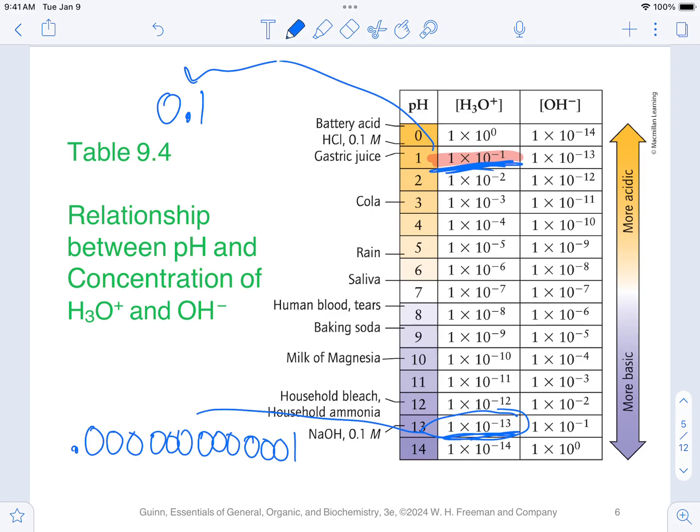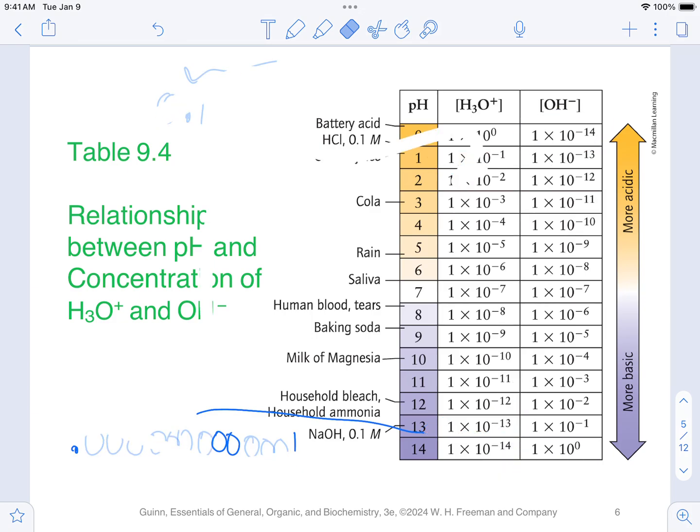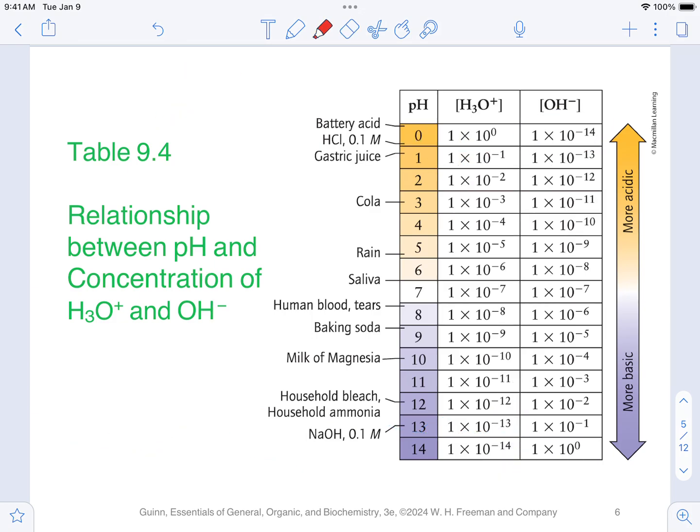And on the opposite end of the spectrum, your OH concentration, if it is acidic, your OH concentration will be very small. So if you have a pH of 0, super acidic, look how small your OH is. And if you're basic, you'll have a big OH. In any case, if you compare the two straight across, when you multiply them, it's going to equal your Kw. It's going to equal 1 times 10 to the negative 14th power.